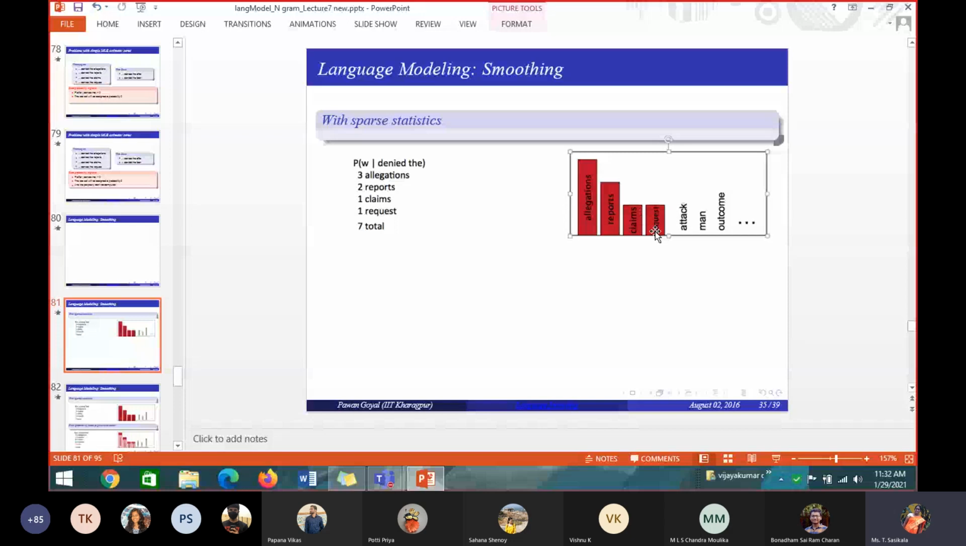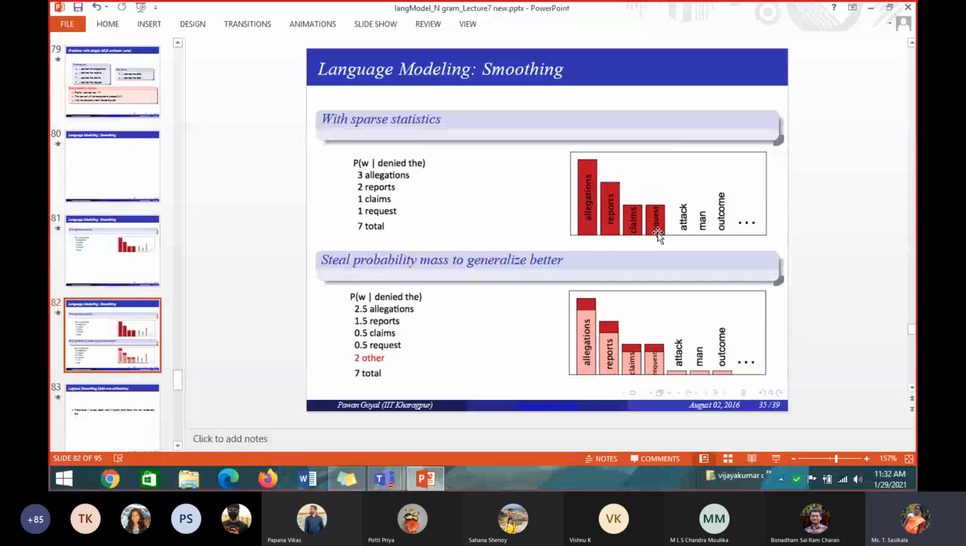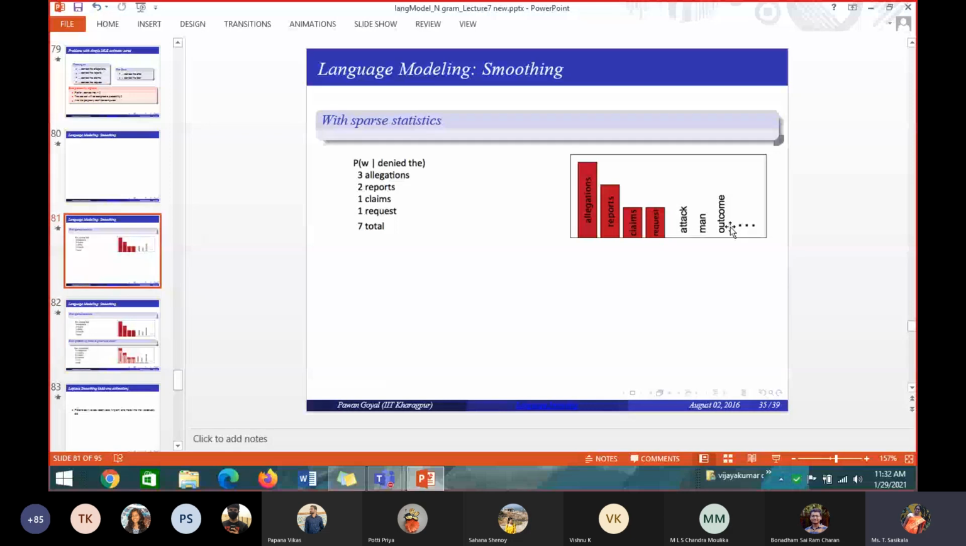Next, what are all the things? Attack, man, and outcome. There is no bar, it is written here. I have denied the attack, denied the man, denied the outcome. I have these words also. Why are they not given any bar? Can anyone tell me? There is a word called attack, denied the man, denied the outcome, and there is no bar given here. Why?